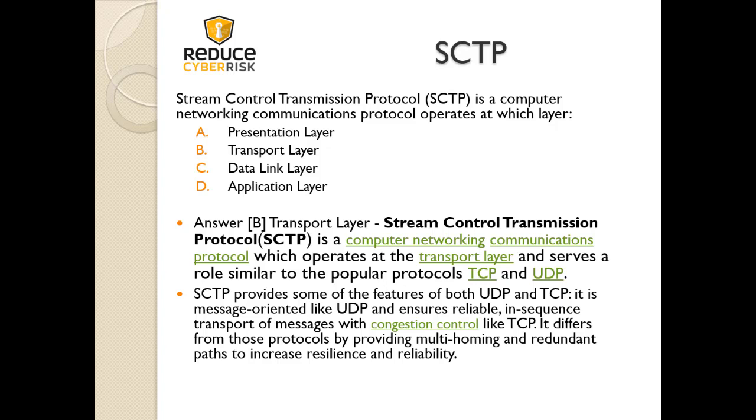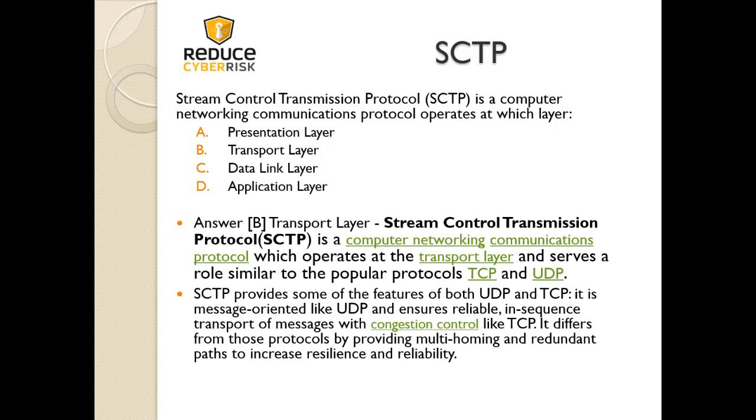Stream Control Transmission Protocol, SCTP, is a computer networking communication protocol which operates at the transport layer and serves a role similar to the popular TCP and UDP protocols. You have your TCP/IP and you have your UDP, the User Datagram Protocol, which is basically a broadcast. SCTP is similar to that.